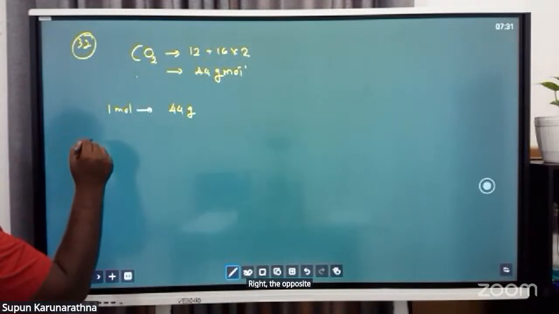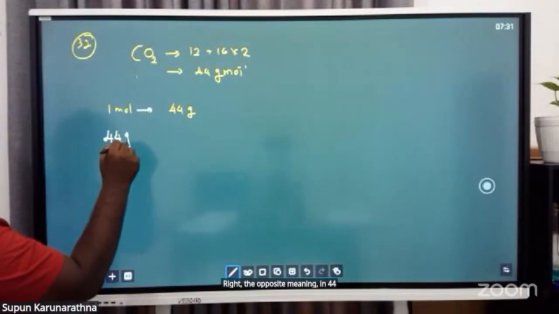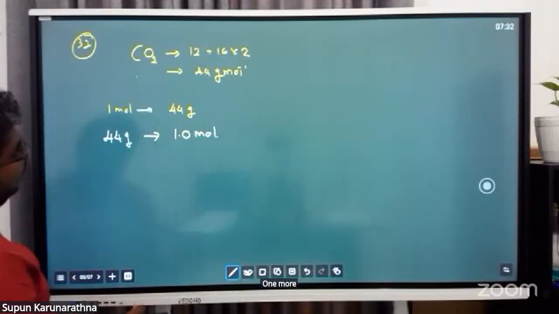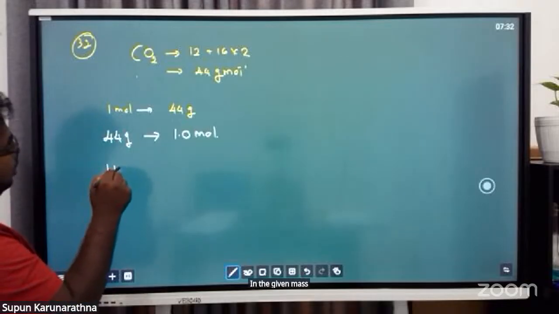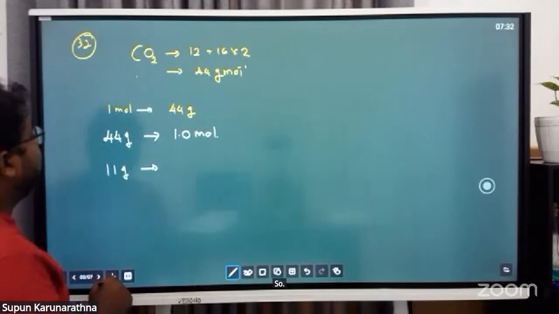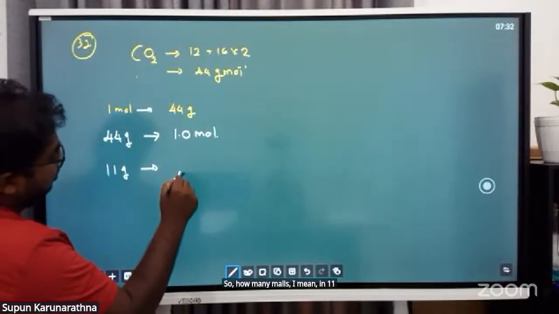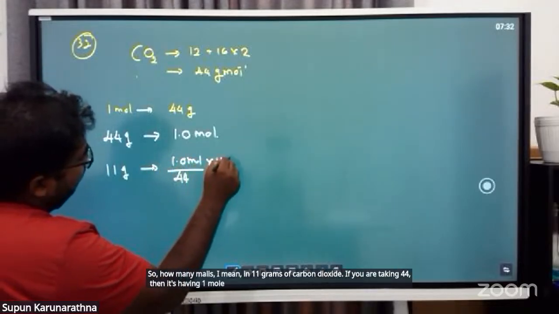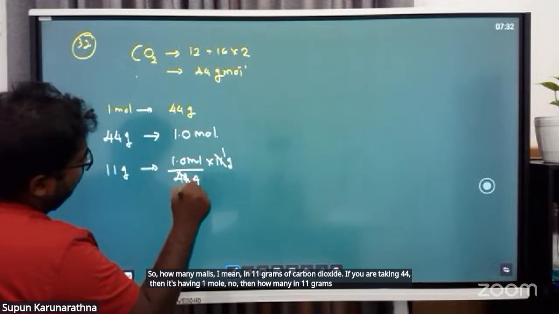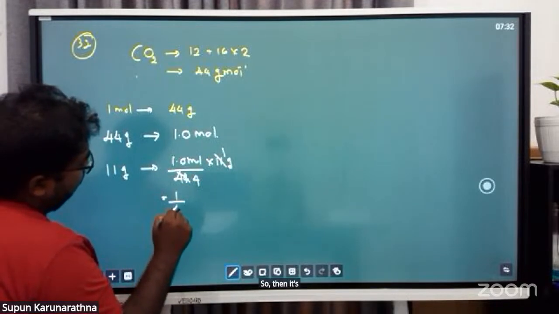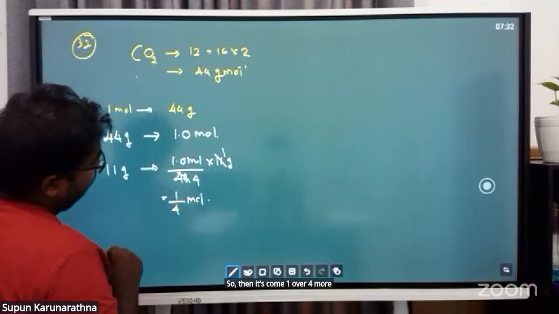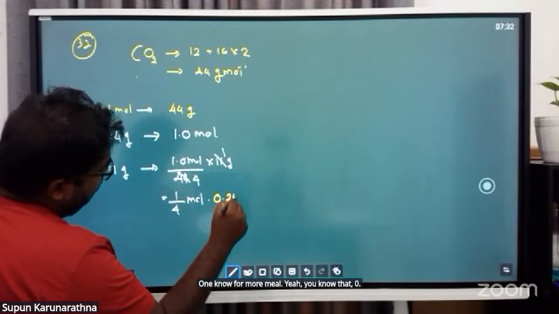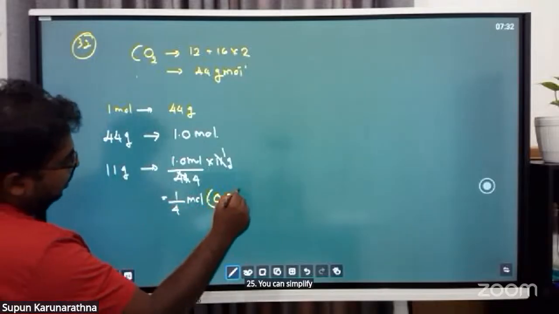The opposite meaning: 44 grams of carbon dioxide has 1 mole. The given mass of carbon dioxide is 11 grams. So how many moles are there in 11 grams? If 44 grams has 1 mole, then how many in 11 grams? 11 over 44, that is 1 over 4 mole. 1 over 4 mole means 0.25. You can simplify to decimal form.